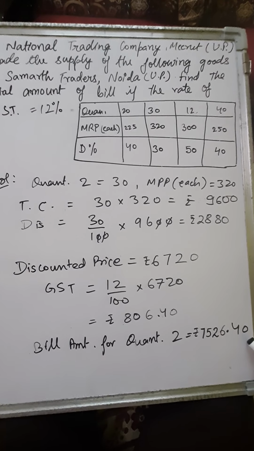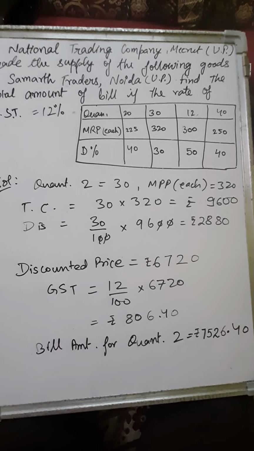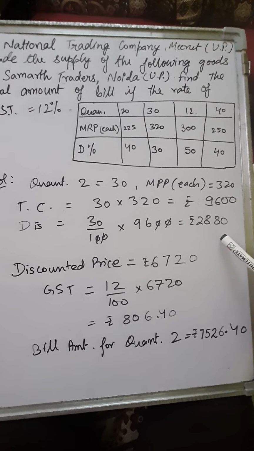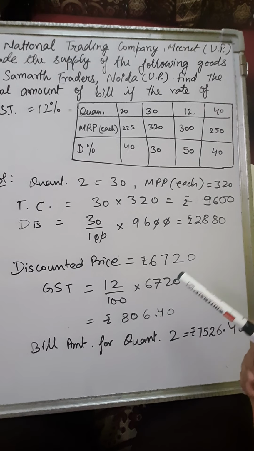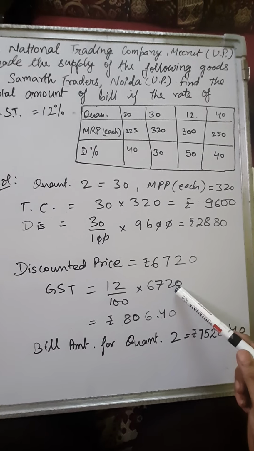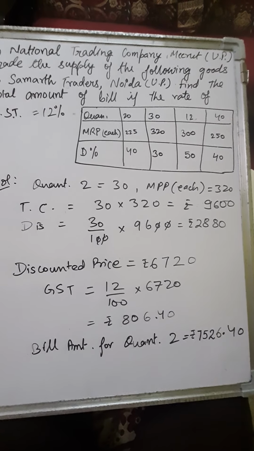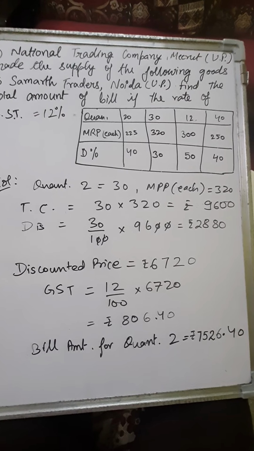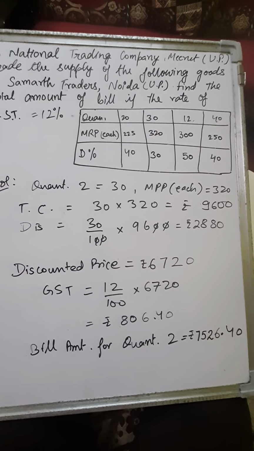Similarly, we'll calculate the bill amount for quantity 3 and 4. Right? Finding the total cost, then the discount, subtracting the discount from the cost, finding the discounted price, then finding the GST on the discounted price, and then adding the GST to the discounted price for calculating the bill amount. Right, children? So this way we will do the third and fourth part.